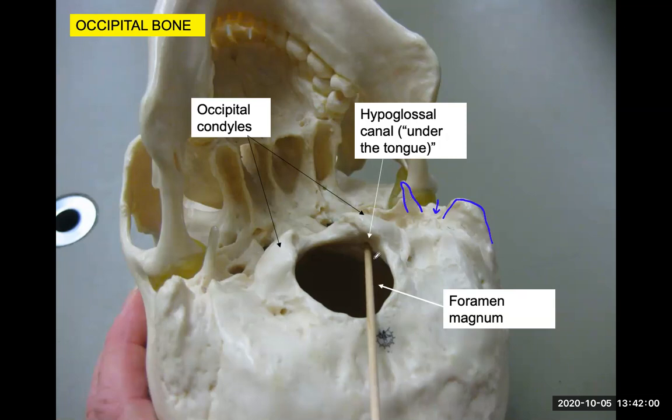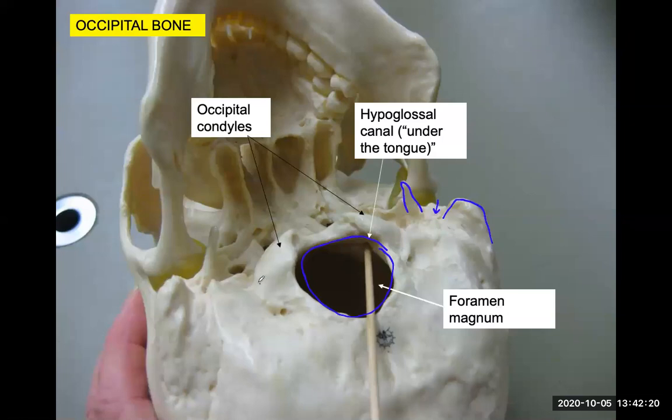So underneath the skull, there's this really big opening. This is where the spinal cord comes up to join your brain. The opening for the spinal cord is called the foramen magnum, which simply means a big hole.